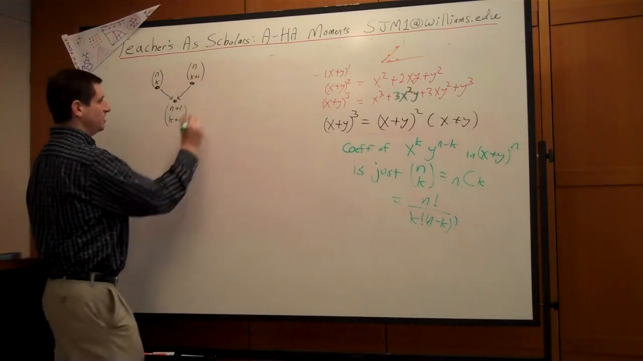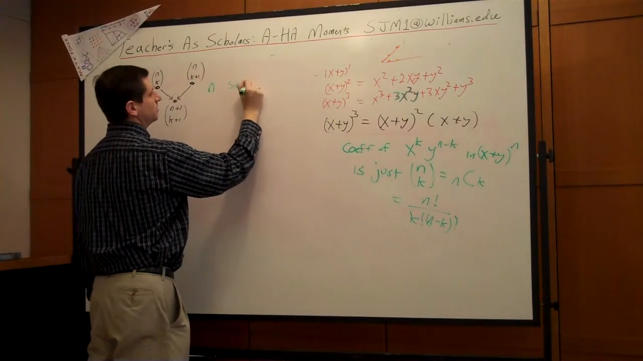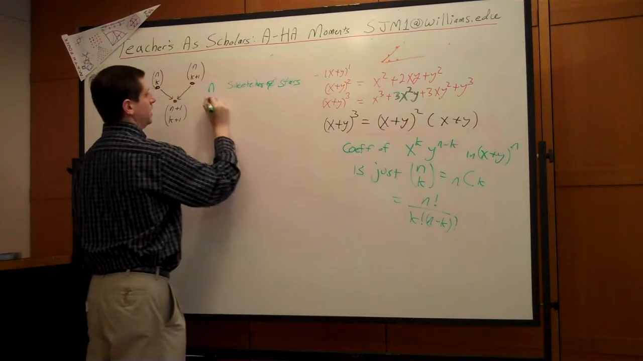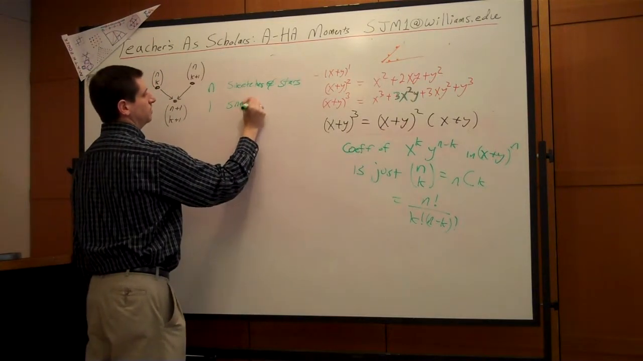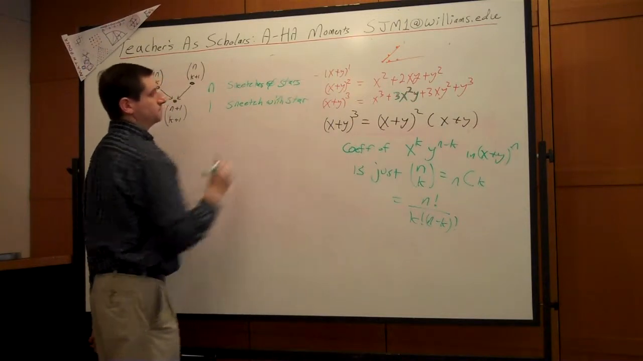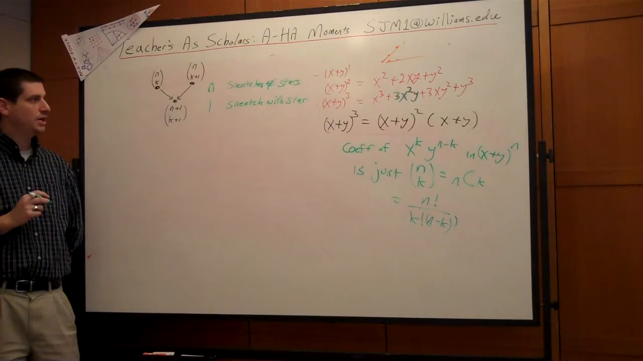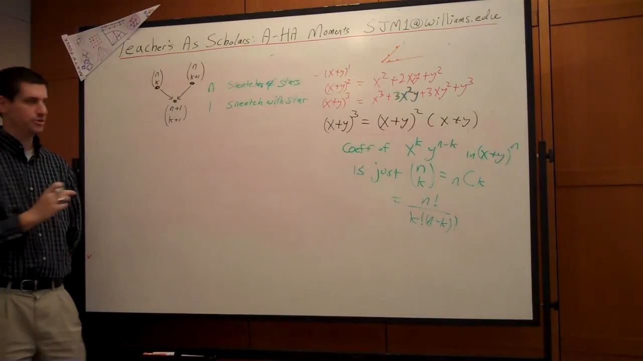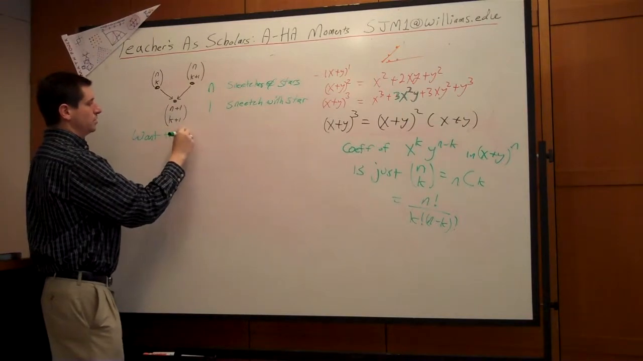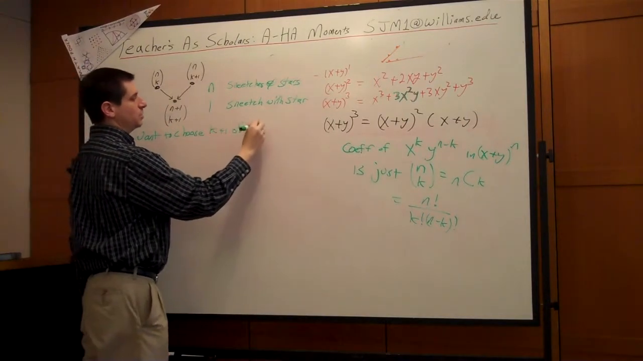So we will assume that there are n Sneetches without stars, and then one Sneetch with a star. Okay? And I want to form a group of k plus 1 Sneetches. I want to choose k plus 1 of the n plus 1 Sneetches.